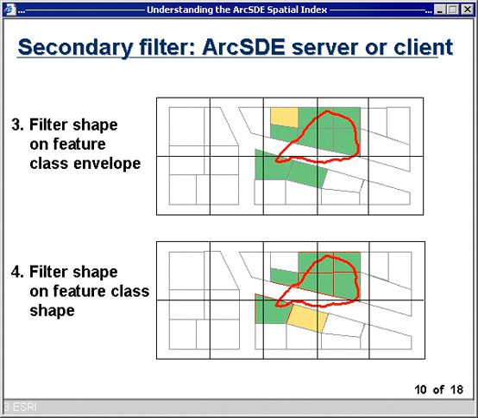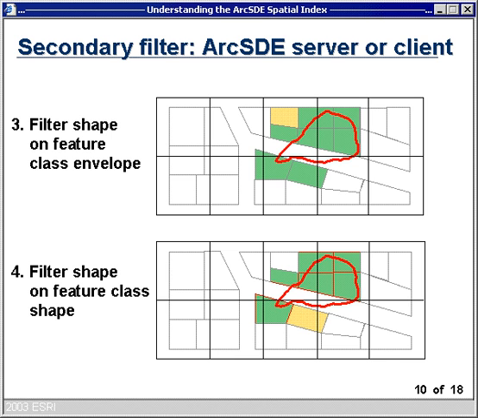So the very last and final stage is probably the most intensive amount of work, and that is looking at the shape of the query filter against the shape of the remaining features. And that yellow one down at the bottom, even though its envelope intersected the shape, its shape doesn't actually touch the query filter, so it's the last one to be eliminated. These two are pretty similar, and we're getting right down to features that come very close to intersecting that shape, but they don't quite get there. So again, these two stages are done at the ArcSDE level.